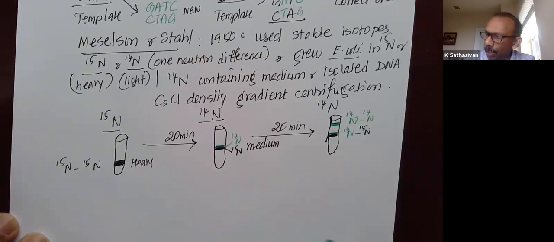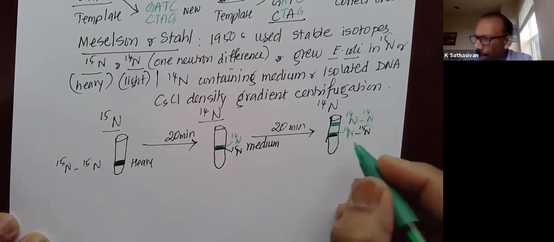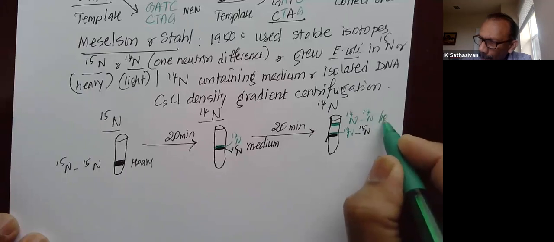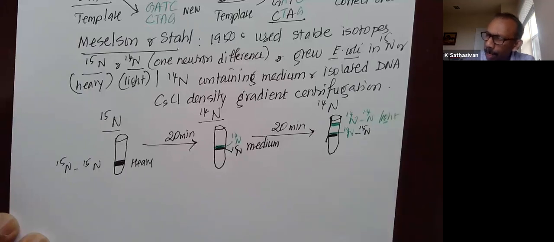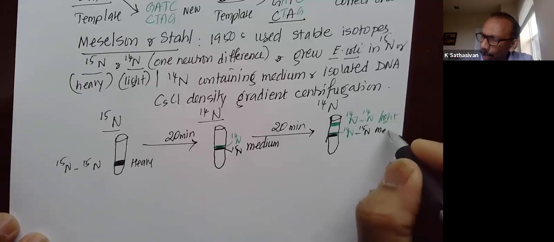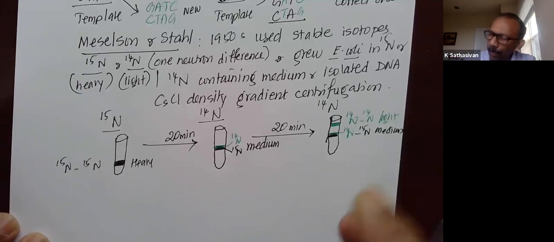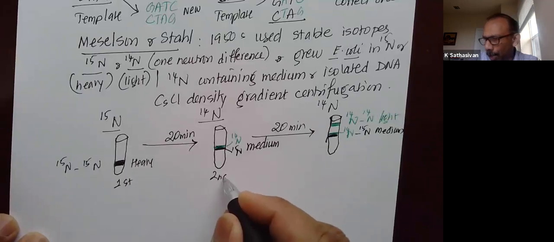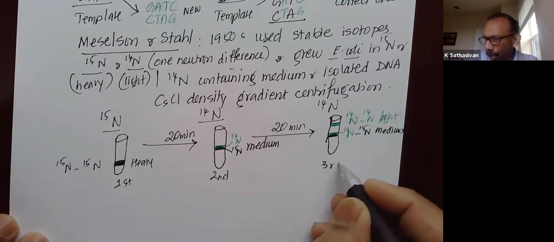Okay. So that is how they found, so this is N14 and 15, a light band on the top and a medium band in the middle. That is what they found. Okay. So this is the first sample, this is the second sample, this is the third sample.